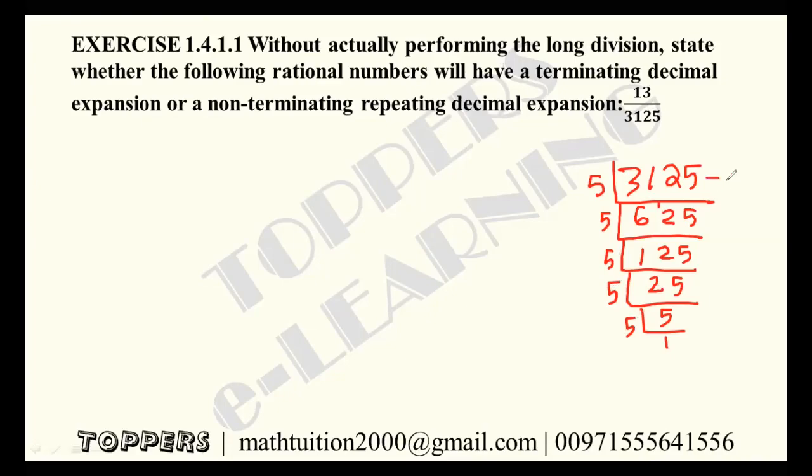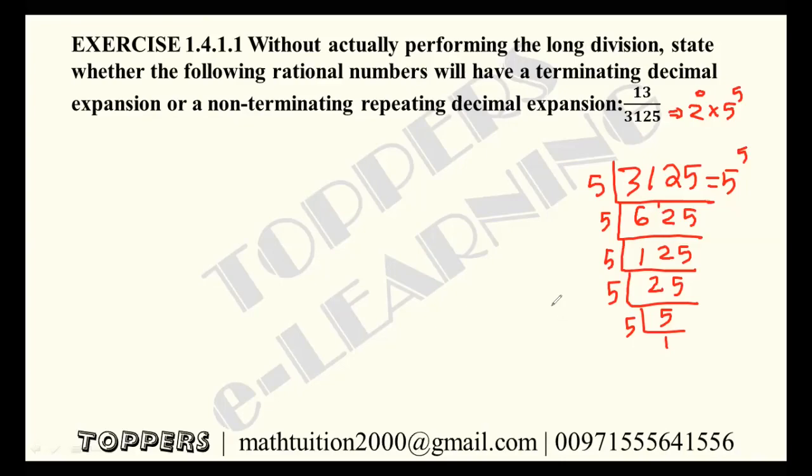So we can write this as 5 raised to 5. Correct? So the denominator is in the form of, which form is it? 2 raised to 0 into 5 raised to 5. It is in the form of 2 raised to m into 5 raised to n. It contains only 5. Other than 2 and 5, no other prime factors are there in the prime factorization of 3125.